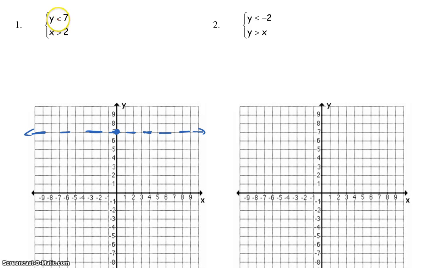And I shade. Less than on my y-axis is below. So in this case, I'm shading below y equals 7. X equals was our vertical lines. X is greater than then is also vertical, since X is supposed to be greater than 2 here. It's not an or equal, so I will graph this as a dashed line.